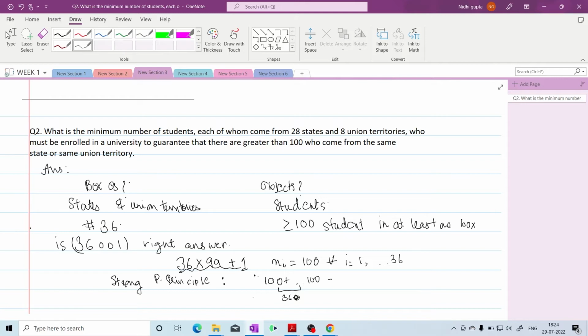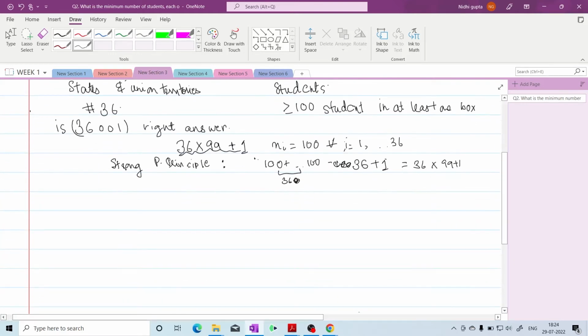minus the number of boxes, which is 36, plus 1, which is the same as 36 into 99 plus 1. Now why are we saying this? Because when you compute 36 into 99 plus 1, this comes out to be 101. I thought 101 instead of 100. Yeah. Okay. So this is 3565.